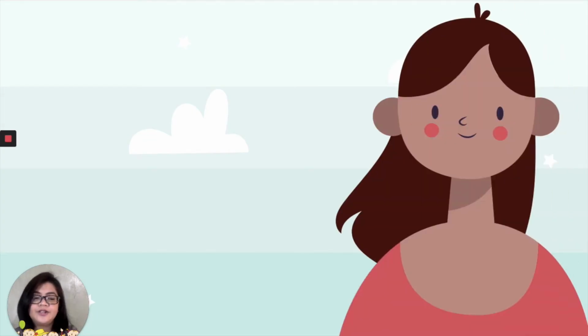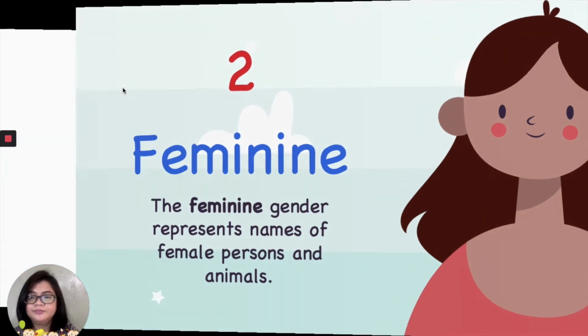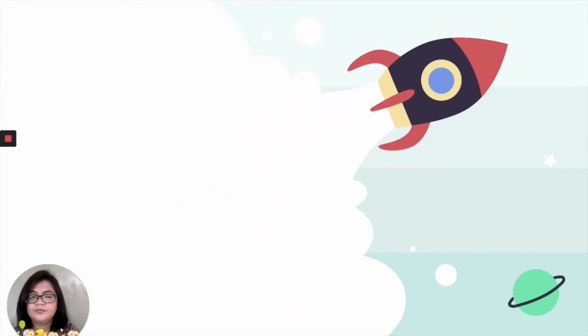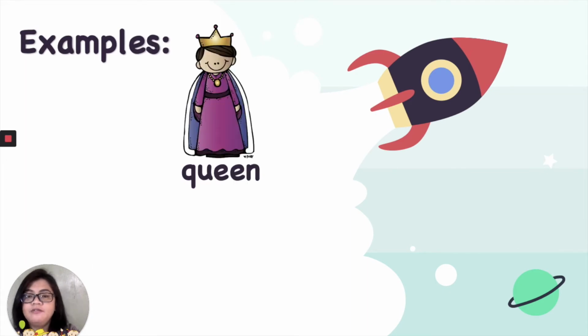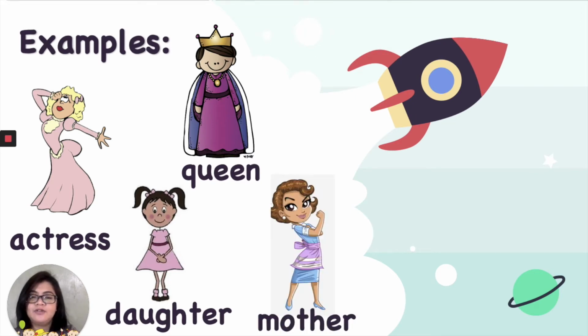Next, for second gender, we have feminine. So what do you mean by feminine? Feminine gender represents names of female persons and animals. Examples of feminine are queen, actress, daughter, and mother. So these are nouns that can be classified or categorized as feminine nouns.